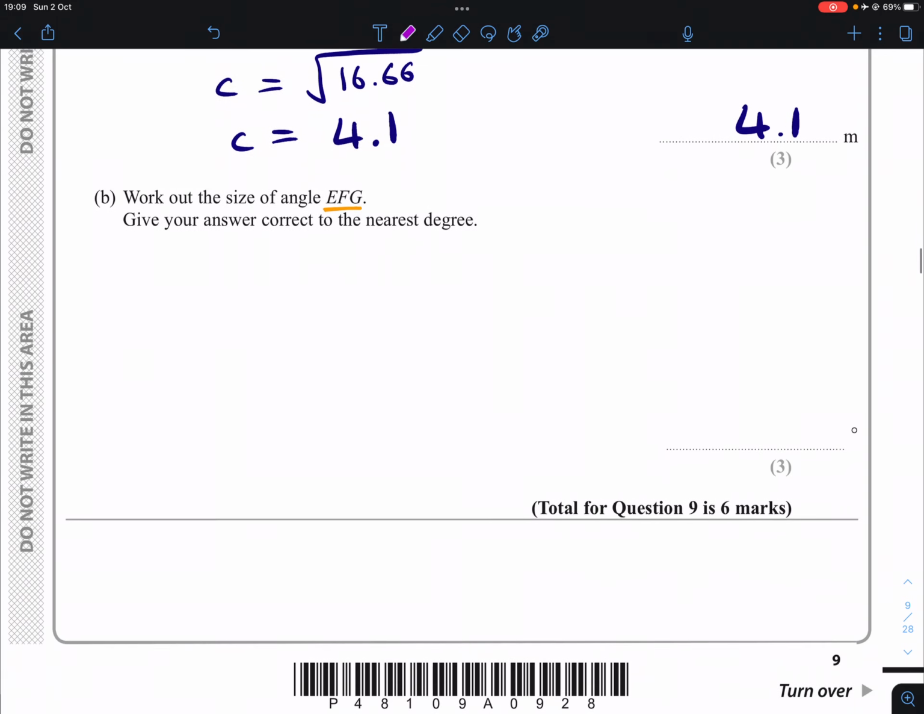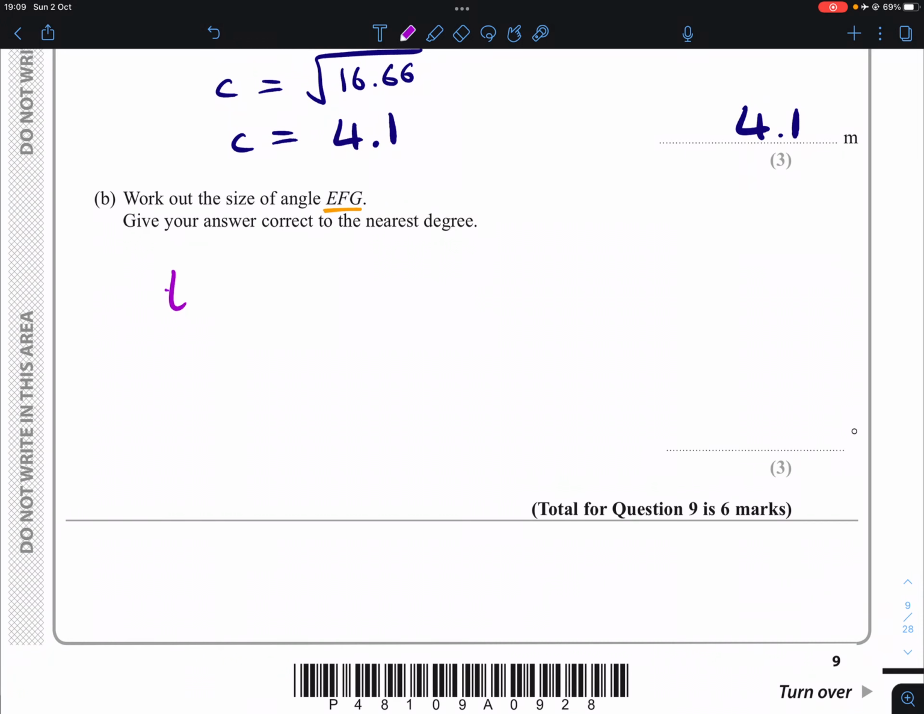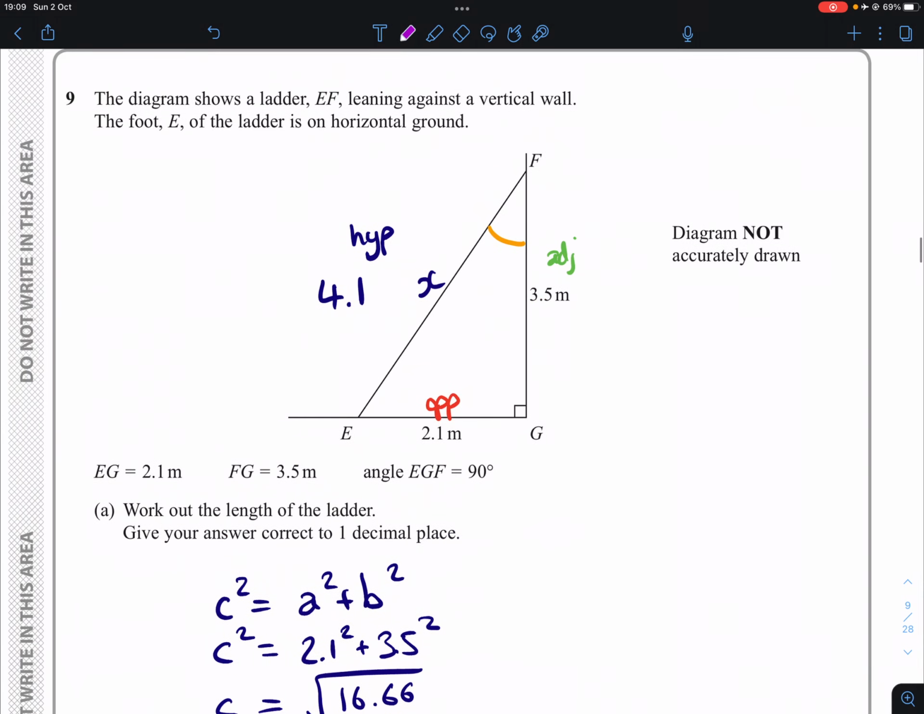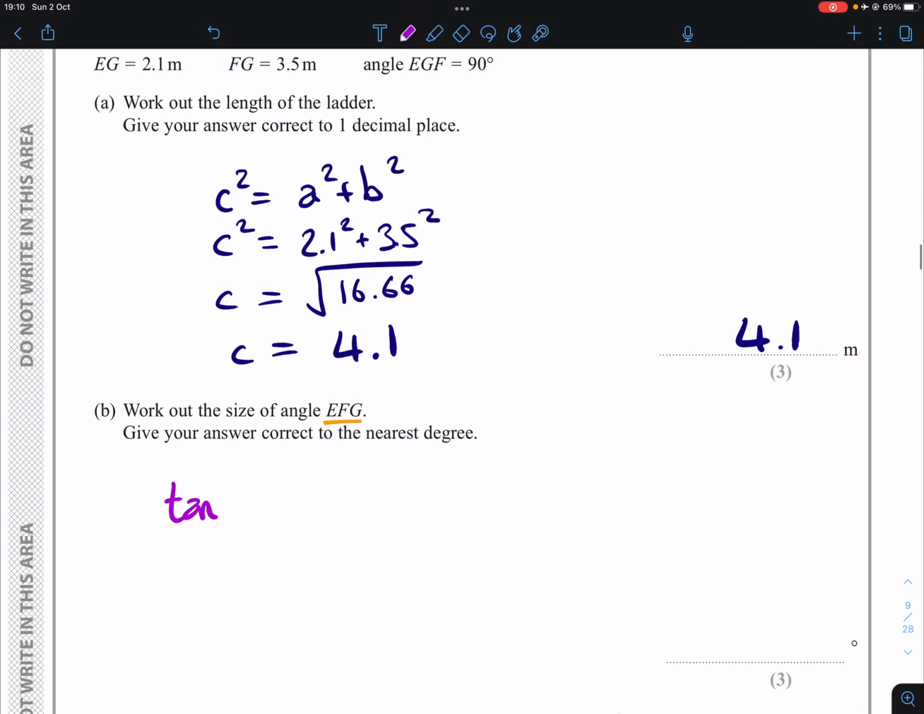I'm going to pick tan just because that is the function that involves the original two numbers that were given in the question. So if you ever have to choose between them, just in case you happen to make a mistake in the previous question, it's better to go with the numbers that are already there. But technically, it doesn't actually matter.